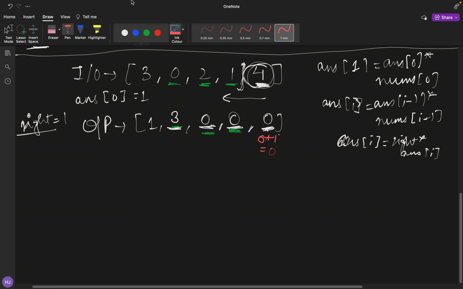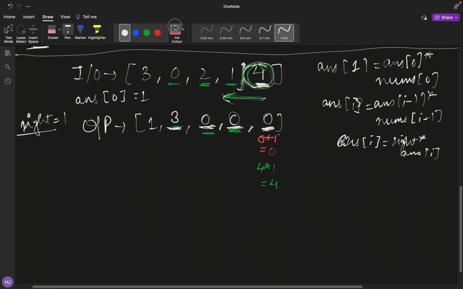And now let's update my right. So what would be my right variable? So right would have been 4 into 1, which is equal to 4, because what I'm storing in right is the product of all the elements that are coming along my way from right to left. That's what I was storing in my right array. So instead of storing that result in an array, I have preferred to store it in a variable. Fair enough.